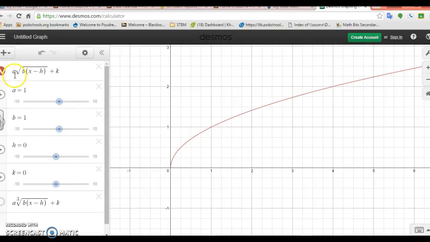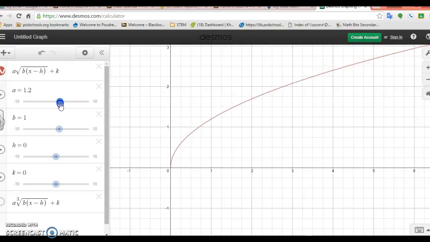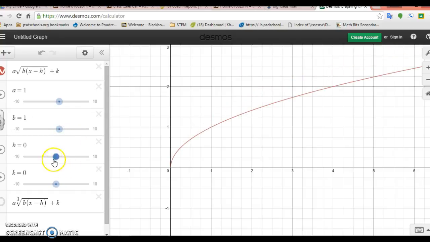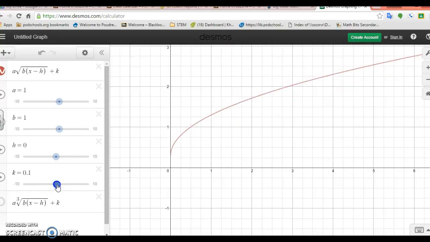So if my a, which is outside, increases, it stretches my graph vertically. If my b value increases, it stretches horizontally. Okay, and those two look very similar. You'll see some differences here pretty soon. So my h, remember, moves things horizontally. If my h gets bigger, it's going to move that way. So my h value is my horizontal translation, and my k is my vertical translation. It goes up and down.